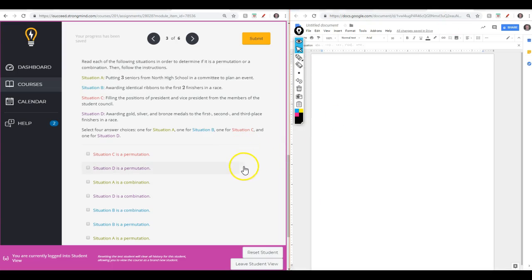Okay, how can you decide what is a permutation versus combination? Permutation, order matters. Combination, order does not matter.